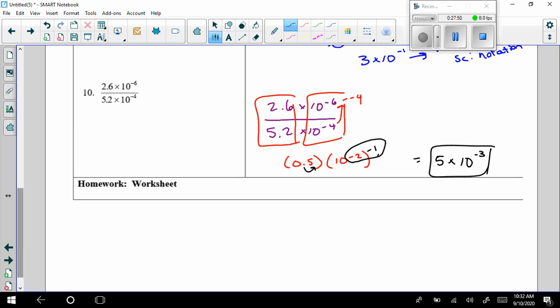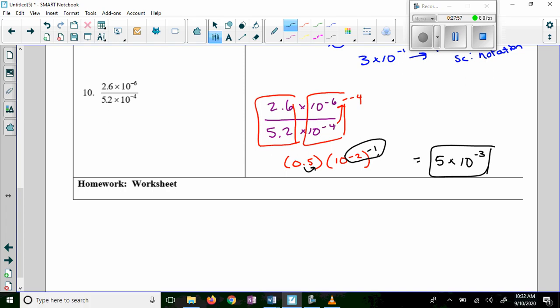All right. So that's it for scientific notation. We'll use that with some of our conversions and stuff later on. So it's good just to review it.